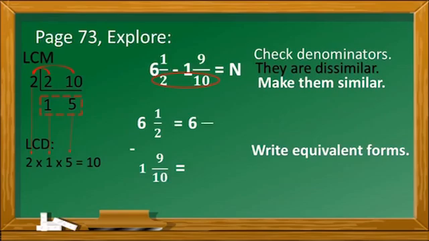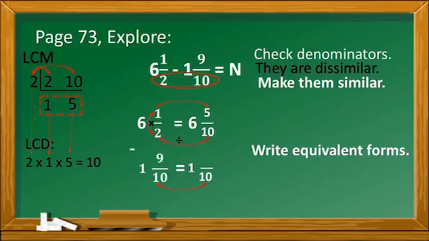For 6 1/2, we copy the whole number 6 and then we write the LCD 10. To get the numerator, 10 divided by 2 equals 5 times 1 is equal to 5. Therefore, 6 1/2 is equal to 6 5/10. For 1 9/10, we copy the whole number 1. We write the LCD 10.